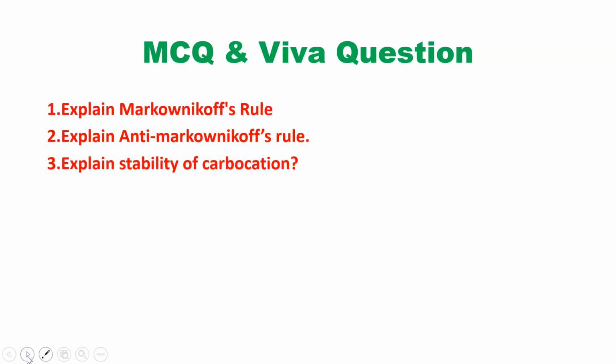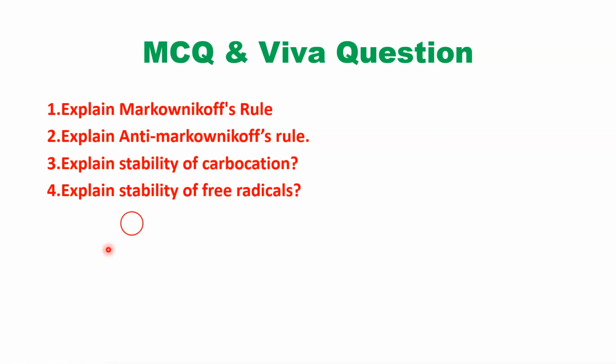Explain the stability of carbocations. It is a very famous question, since in each and every topic you have carbocations. The stability of tertiary carbocations is always greater than secondary, and secondary is greater than primary. And the stability of free radicals is also the same. Carbocations and free radicals have the same stability order. So remember it.